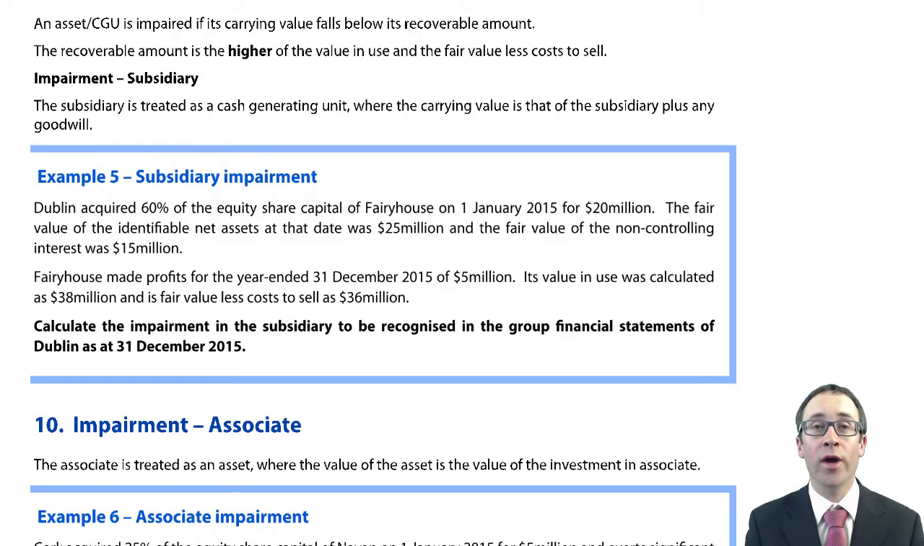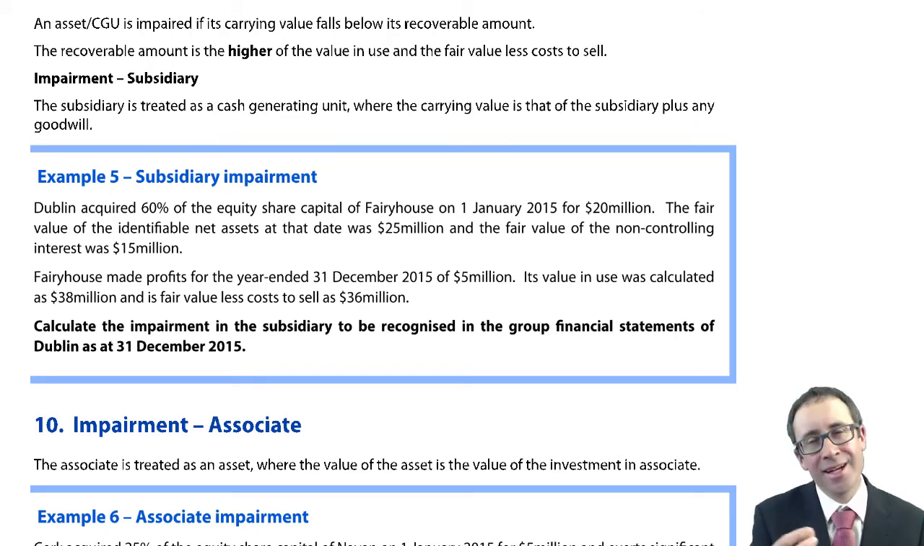So let's go through and look at impairment. This is the first real new bit, I think, with regards to P2. When you looked at impairments within F7, you were always given the impairment in the subsidiary and in the associate, and all you had to do was take that number and process the accounting entries within the group financial statements. Now at P2 level, you'll still have to process the entries, but you may also be required to calculate the impairment.